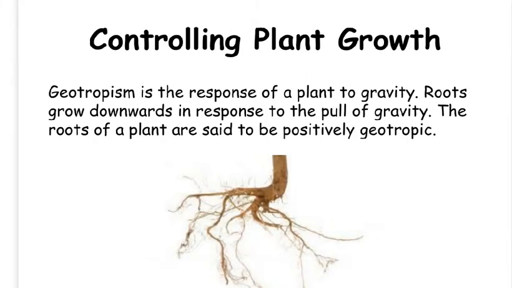Plant roots do not grow towards light as they are underground. Instead, plant roots respond to the pull of gravity. Geotropism is the response of a plant to gravity. Roots grow downwards in response to the pull of gravity, so the roots of a plant are said to be positively geotropic.